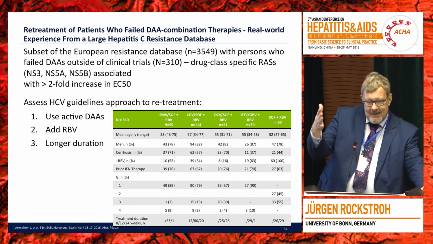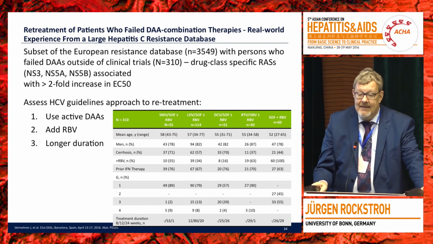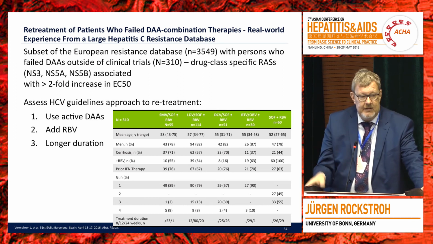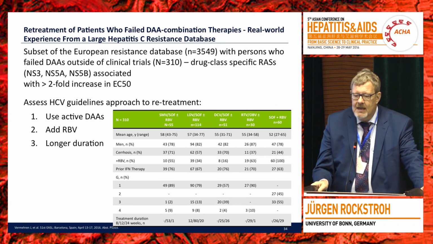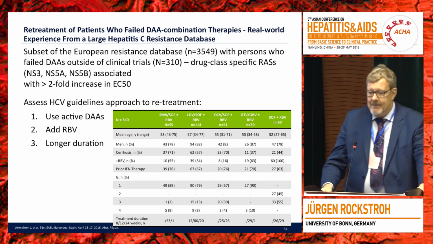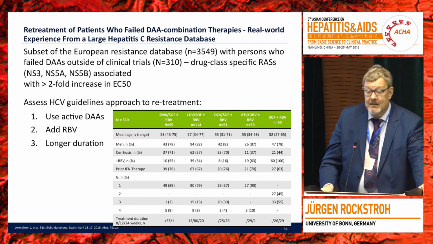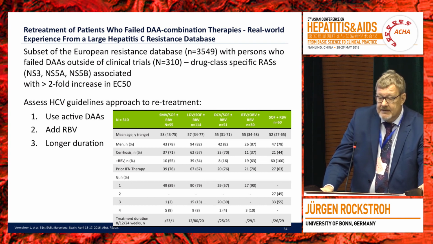So basically, you send your sample to them, tell them what regimen the patient is on, and then they do the genotypic resistance test and provide you with the results. They have a subset of their resistance database, which now includes over 3,500 samples from persons who failed direct-acting antivirals outside of clinical trials, and they looked at these various different combinations.